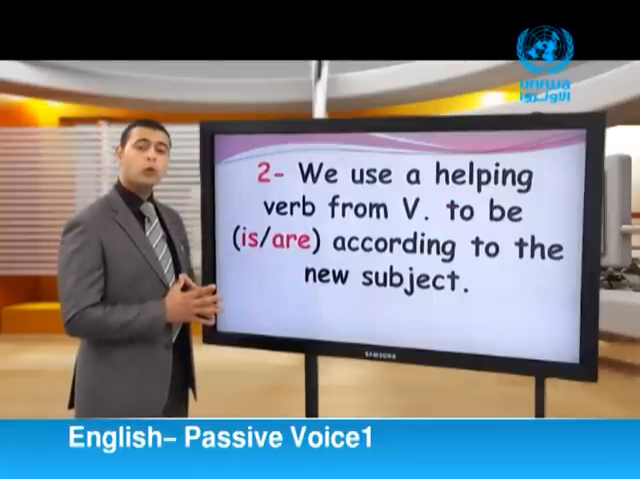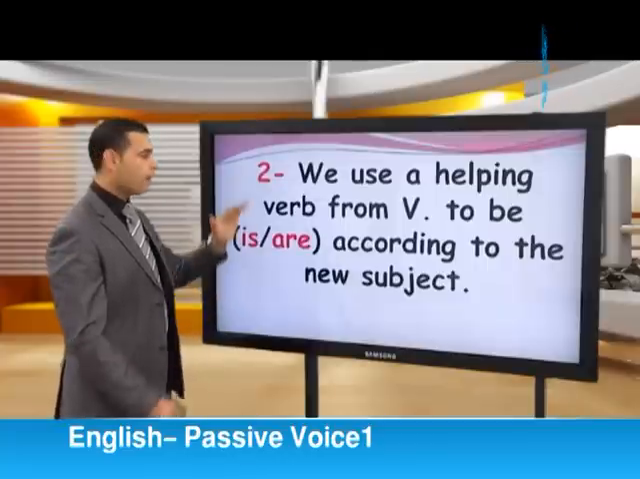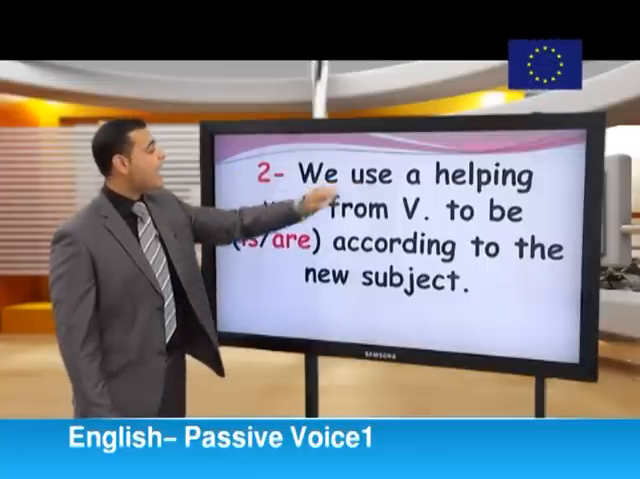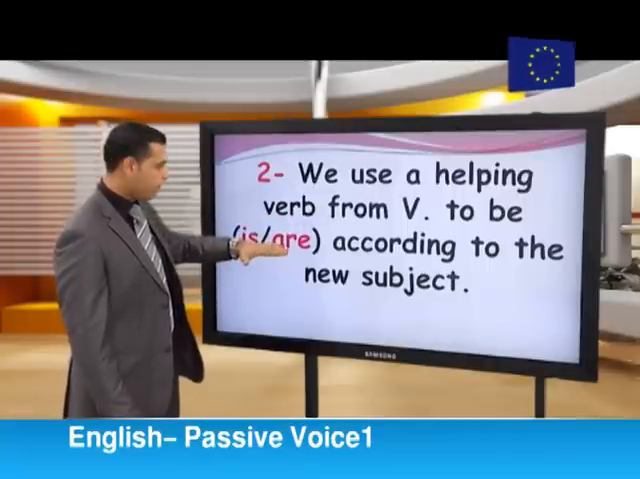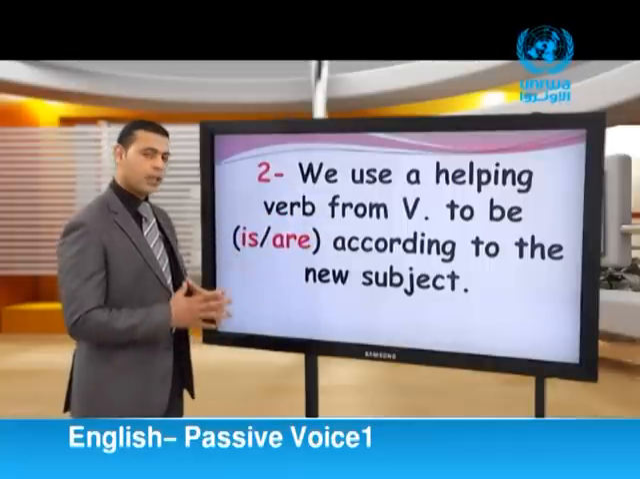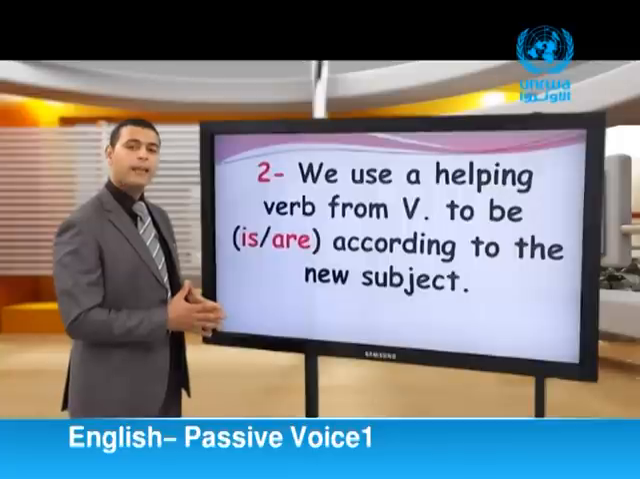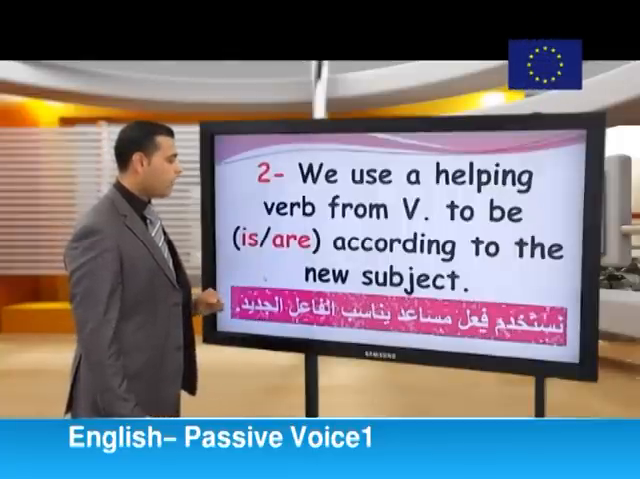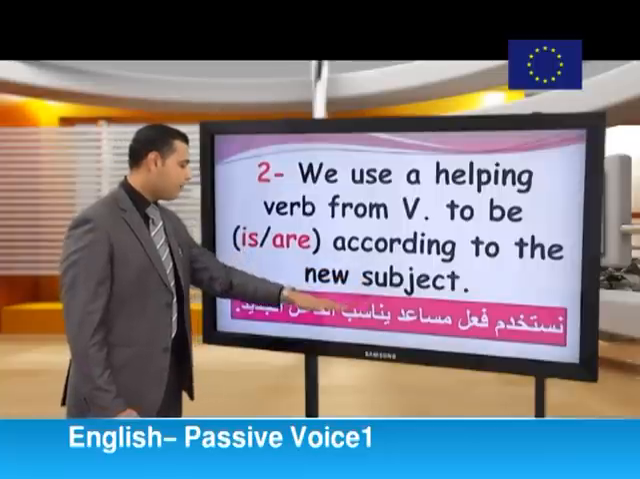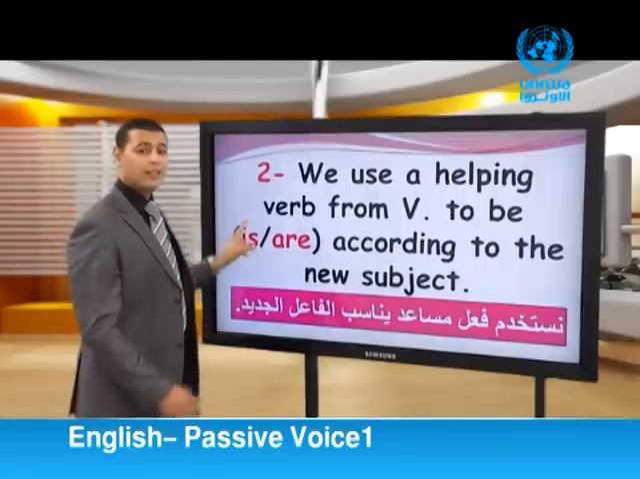Let's move on to step number 2 in changing the sentence from active to passive. We use a helping verb from the verb to be, either is or are, according to the new subject. Let's look at the next slide here.